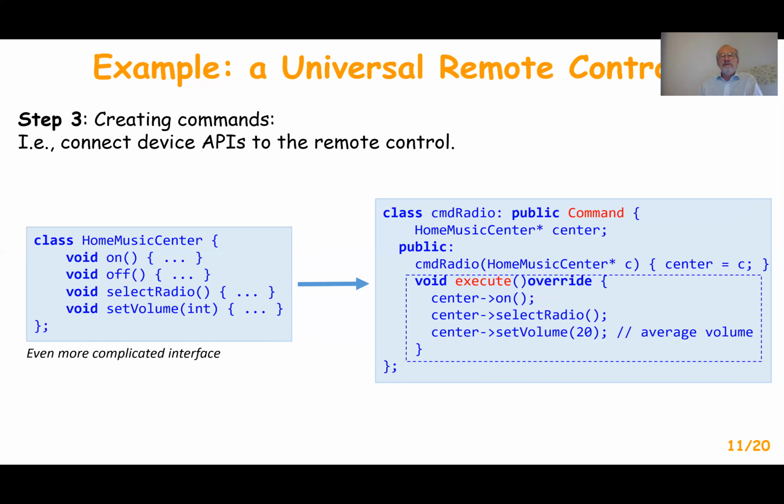And my idea is to make a compound command that would switch the center on, select radio, and set the appropriate volume of that radio. This is the implementation. Again, I did the same thing. I have defined a command with the unified interface out of the interface elements of the home music center. Okay, this was again step 3, and now step 4, putting it all together.